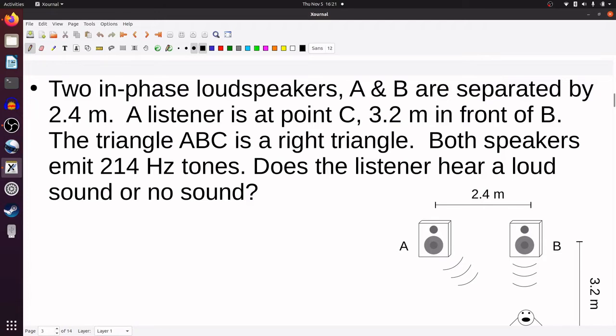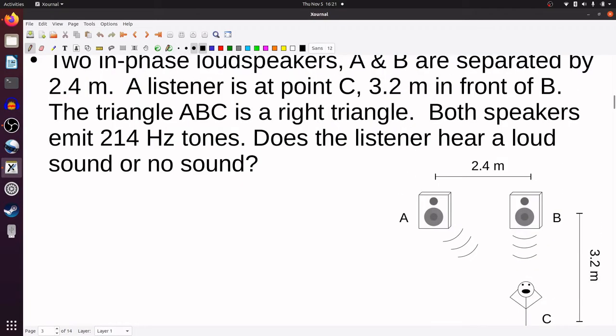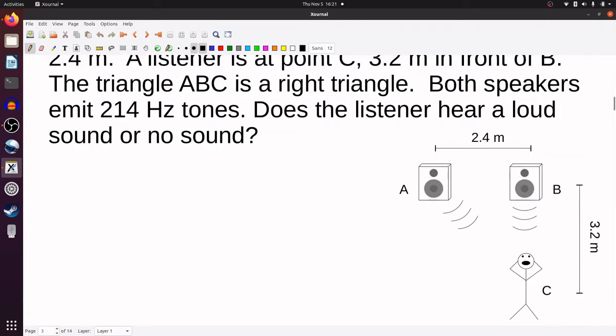Alright, doing a problem. Two in-phase loudspeakers, A and B, are separated by 2.4 meters as shown in this picture. Voila. A listener is at point C, which is 3.2 meters in front of B. The triangle ABC is a right triangle. Both speakers emit 214 hertz tones. Does the listener hear loud or no sound at all?